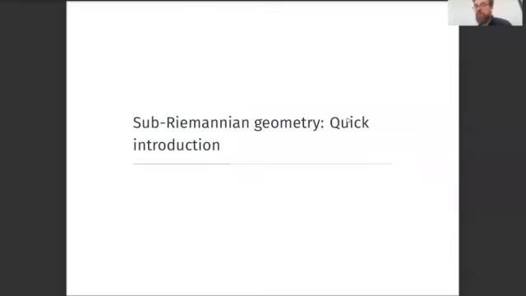This ends the first part, which summarized the Riemannian case. And now I give the word over to me from yesterday, who will explain the rest on sub-Riemannian geometry.